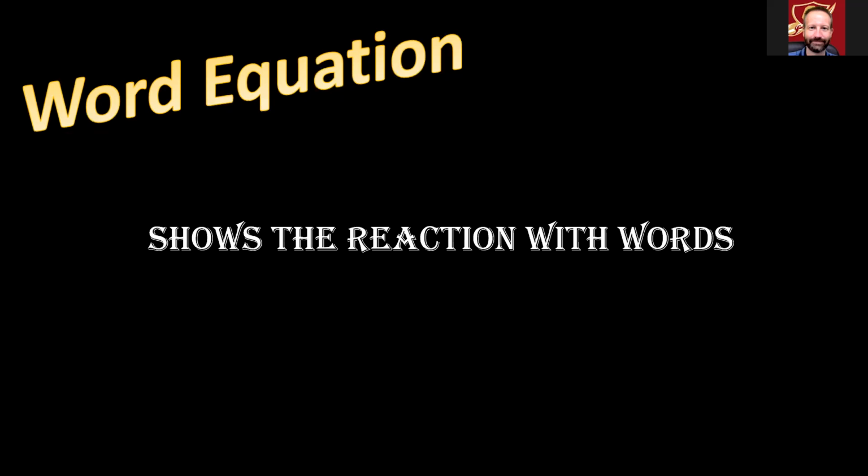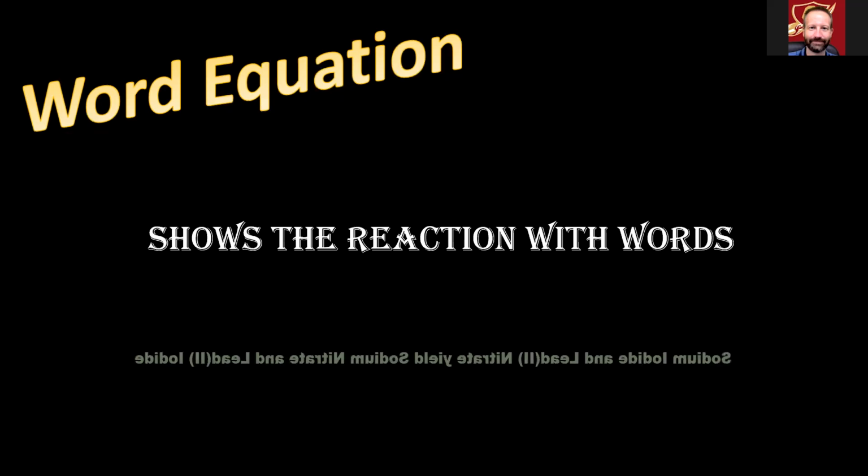So an example of a word equation would be like this. Sodium iodide and lead 2 nitrate yield sodium nitrate and lead 2 iodide. Now I hope you'll see I already wrote that down on your paper for you, so you don't have to try to copy all that down super fast. You're welcome. But that's a word equation. Notice how it's all words. It is the definition. It is not something we do often, but it is something that you should be able to handle. We will be practicing that a little bit throughout this unit.